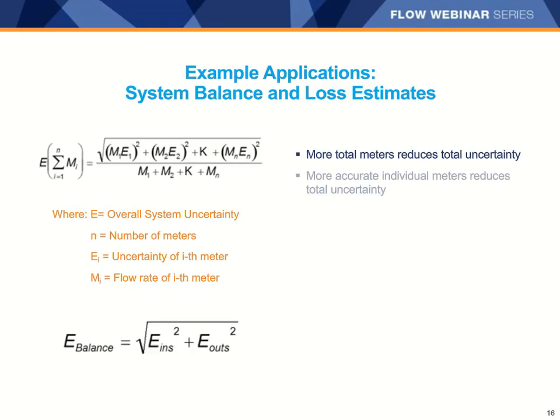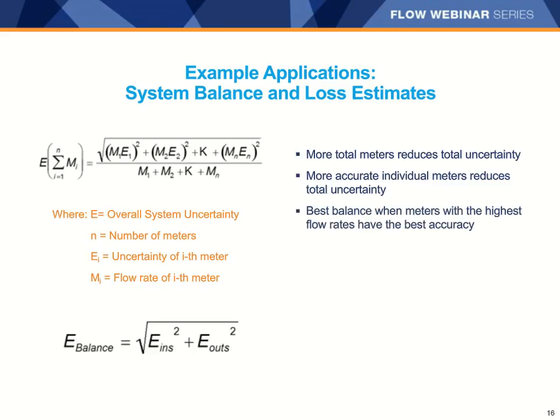Despite that, the overall uncertainty is still improved by using meters that are each individually more accurate. The best balance is achieved when the most accurate meters are used for the highest flow rate streams in the system.